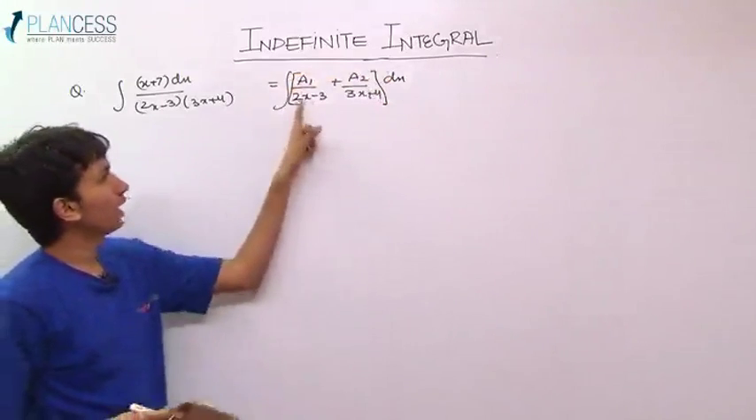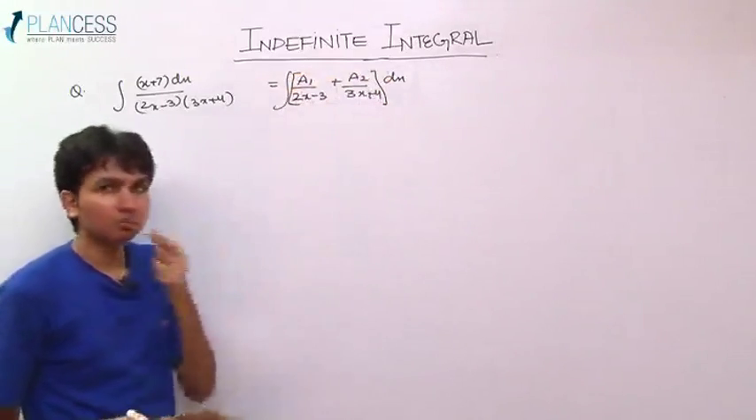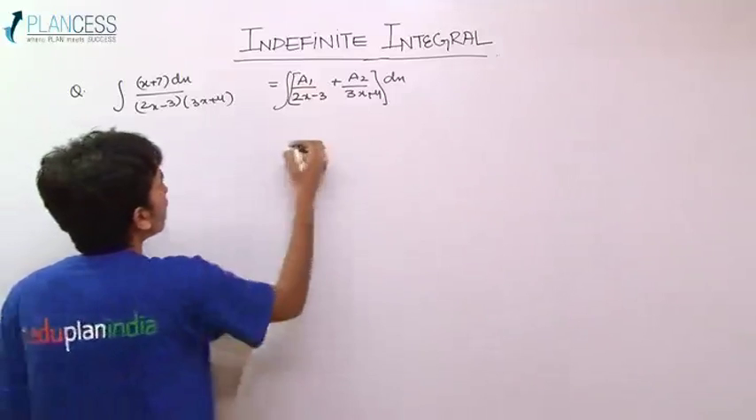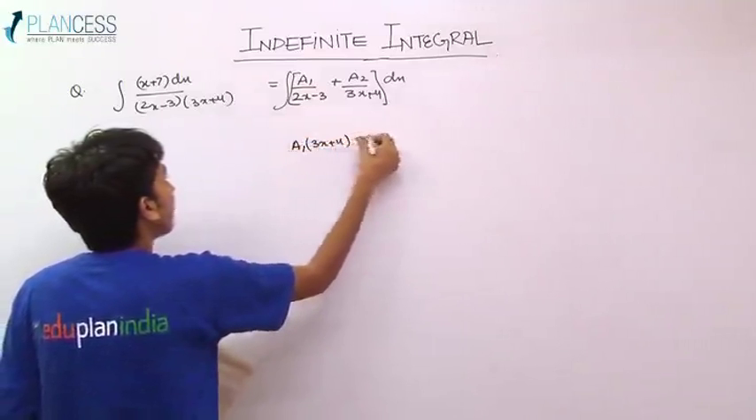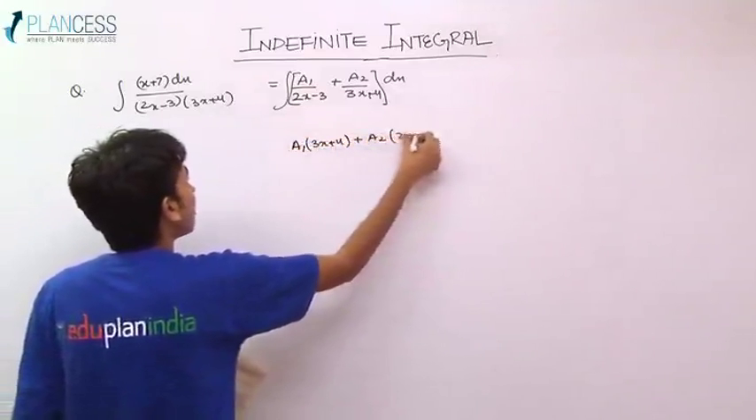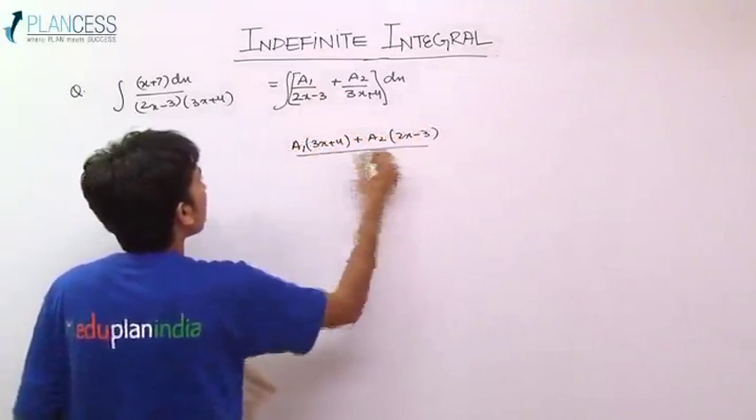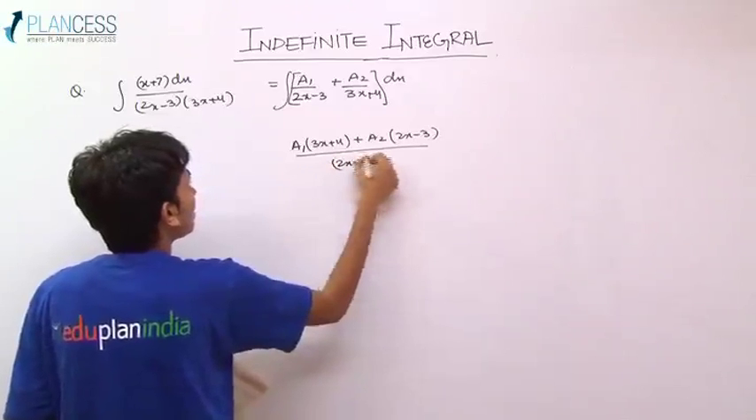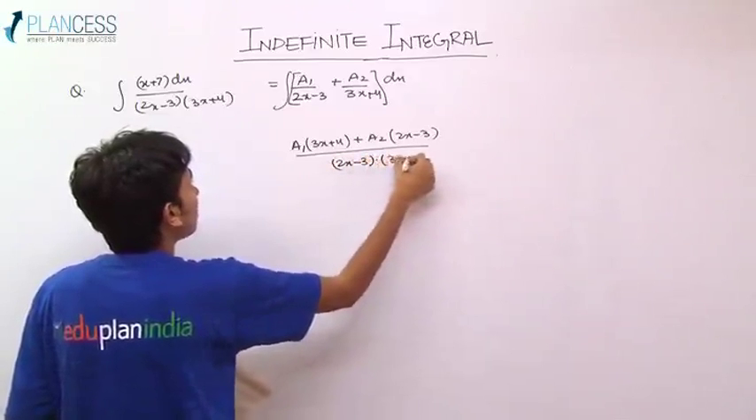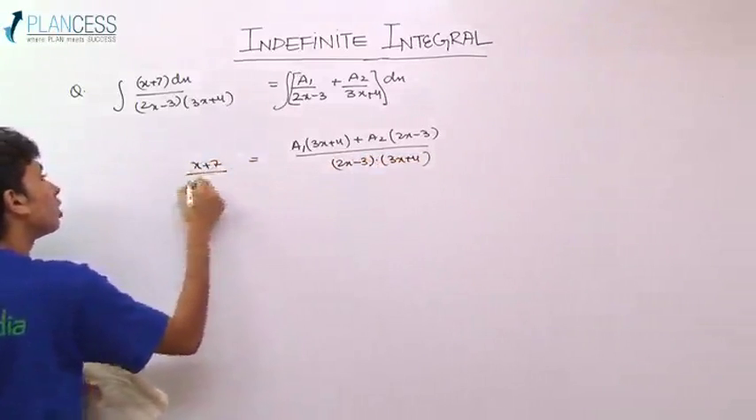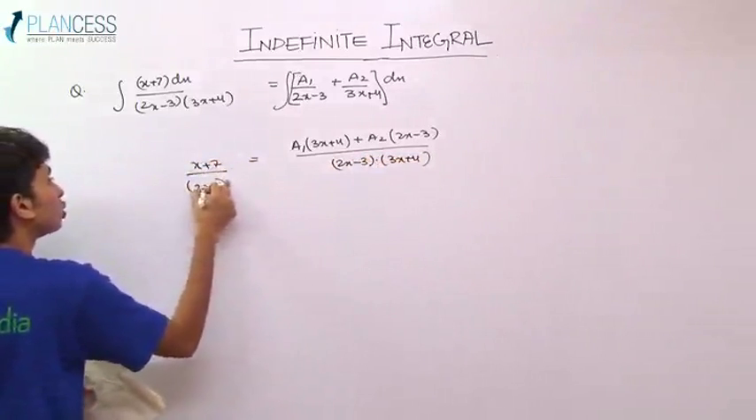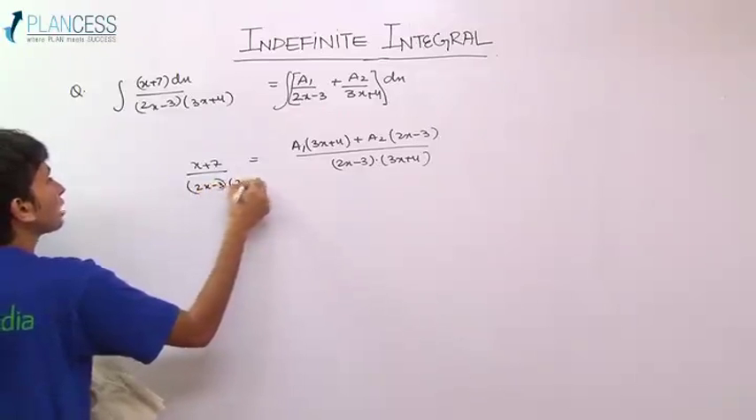This is 1 by 2 ln of this, 1 by 3 ln of this. Okay, so how do we find a1, a2? So first of all, we know that a1 into (3x plus 4) plus a2 into (2x minus 3), upon (2x minus 3) into (3x plus 4), is (x plus 7) upon the same thing, that is (2x minus 3)(3x plus 4).